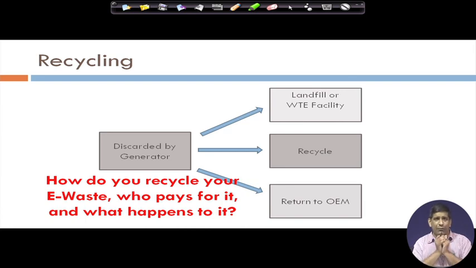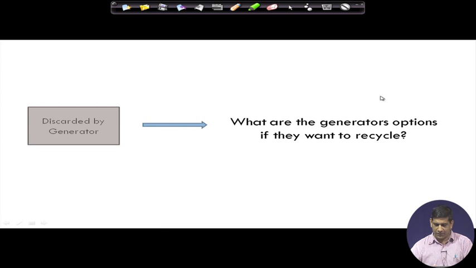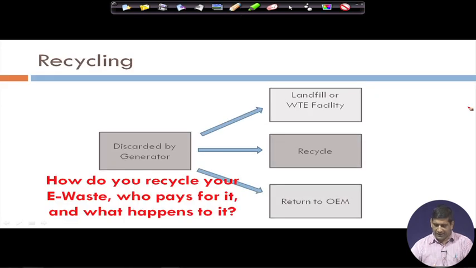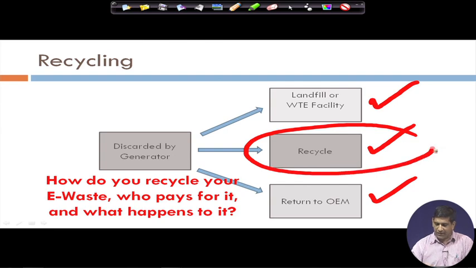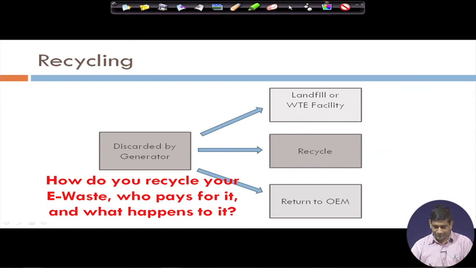Once the e-waste is discarded by the generator, like me and you, or commercial, industrial, or institutional sources, it can go down three paths. It can go to a landfill or waste to energy plant, it can go to a recycle system, or it can be returned to the manufacturer. So let's look at the middle path first, recycling, which is promoted a lot. Then we'll look at the other two as well, and then wrap up this concept.